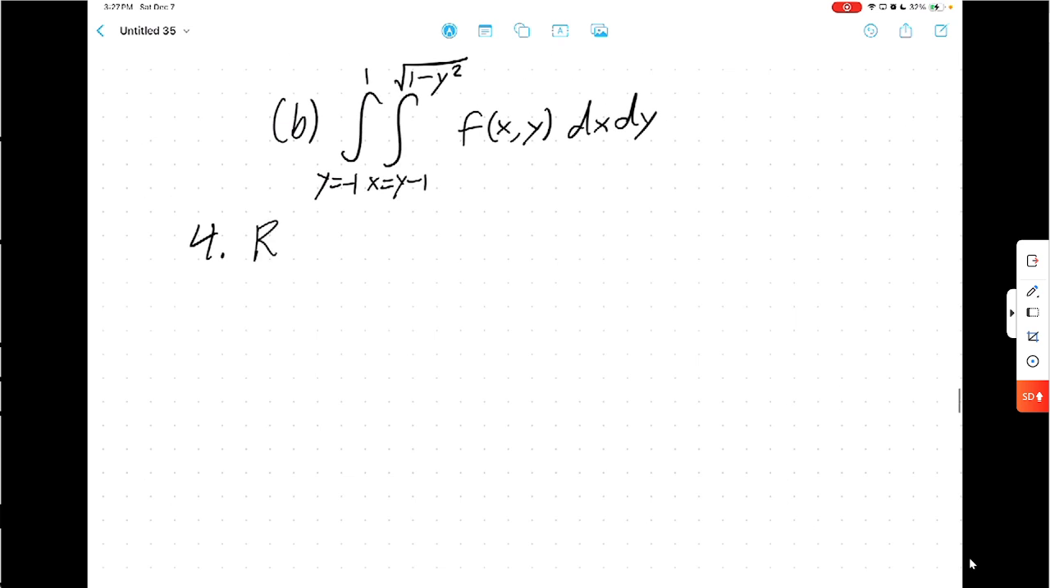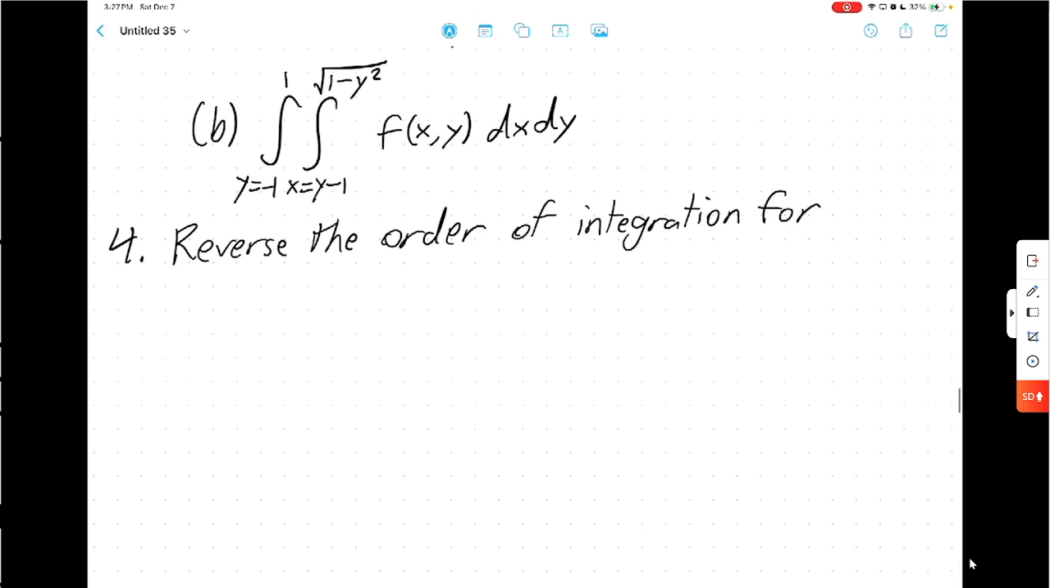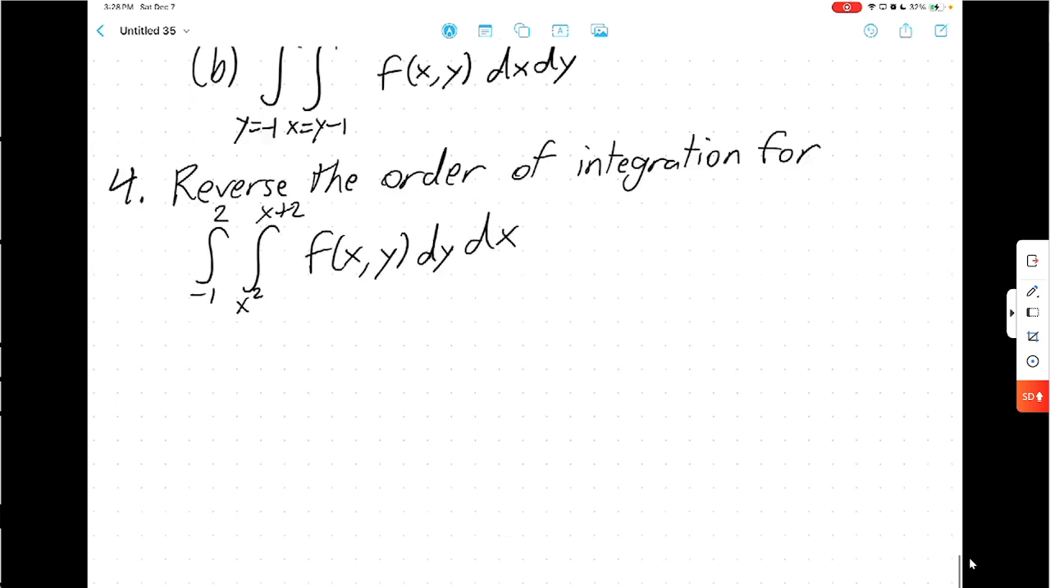Number 4. Reverse the order of integration for the integral from -1 to 2 of the integral from x squared to x plus 2 of f of xy dy dx.